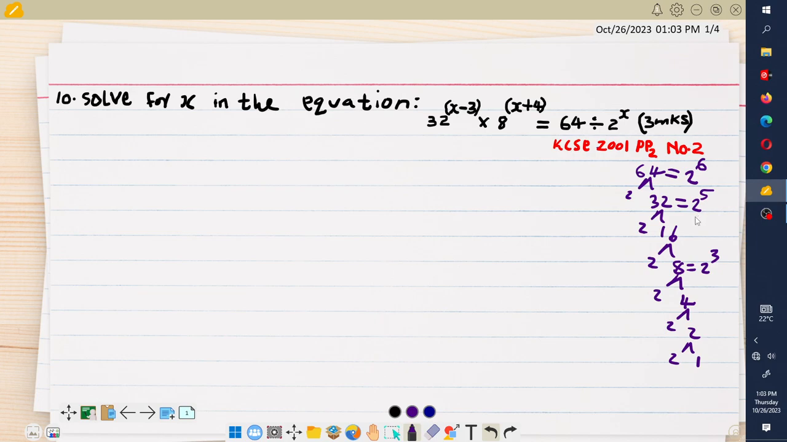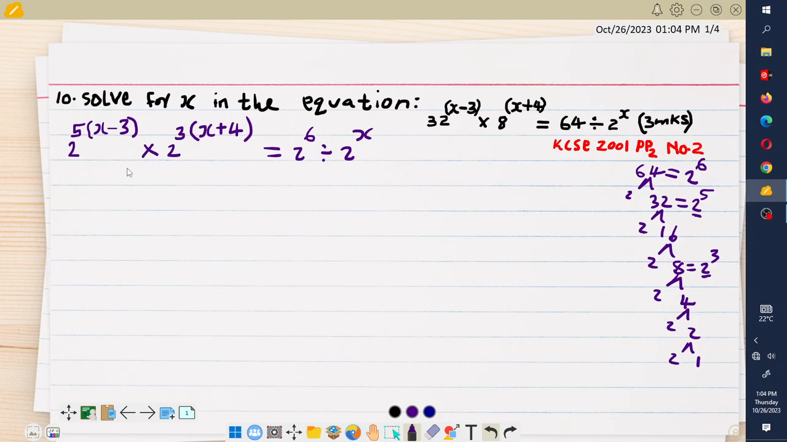So 32, I'll pick 2 to the power of 5. So this equation will be 2 to the power of 5, but it was 32 then to the power of x minus 3. Then from there we are multiplying with 8. So 8 is 2 to the power of 3. Then into bracket, 8 was to the power of x plus 4. So this will be 3 into x plus 4. Then this will be equal to 64. 64 is 2 power 6. So this is 2 to the power of 6. Then we divide by 2 to the power of x.